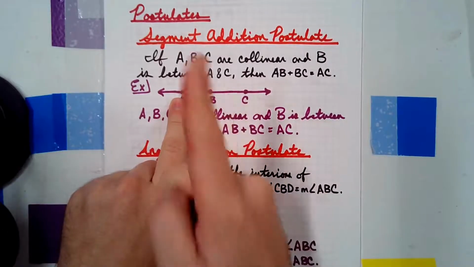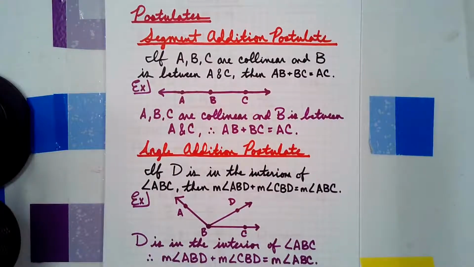You take a segment AC, you cut it somewhere, and you put the pieces back together, you're going to get AC again. Why is this true? It just is. There's no way to prove it. That's why it's a postulate. It's a leap of faith. We've built mathematics off this leap of faith, so hopefully it's true. Otherwise, everything comes crumbling down.